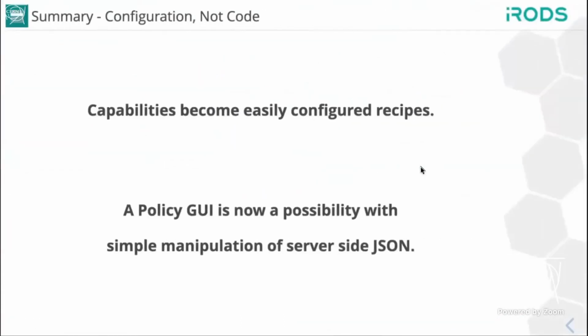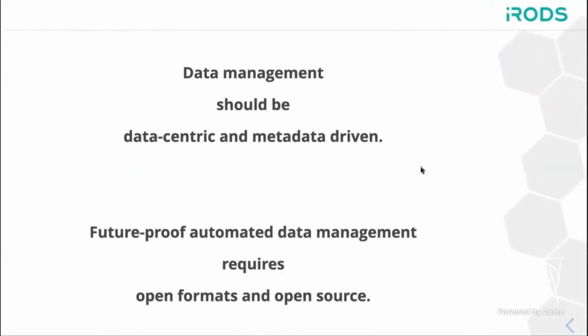And the point here is that capabilities now can be easily configured recipes. And we hope in the next year or so to have a policy GUI, which is the first time we think anybody's ever had something like that, to allow people to manipulate these policies on the server side. And we think this is the future, and it requires open formats and open source. So thank you very much.